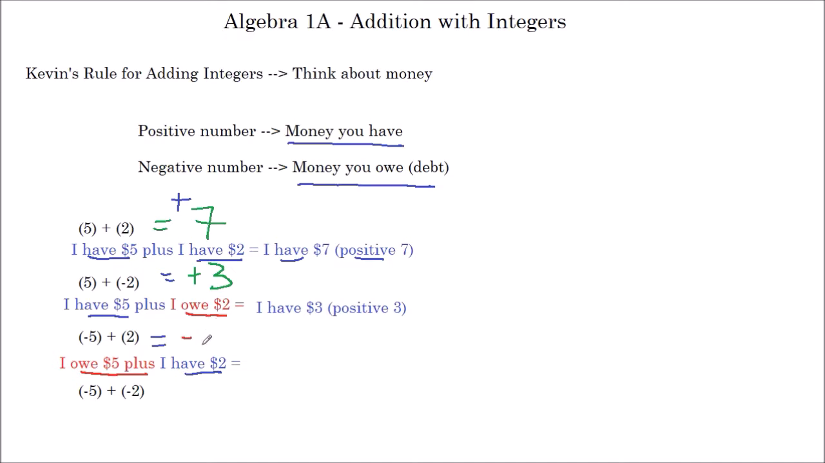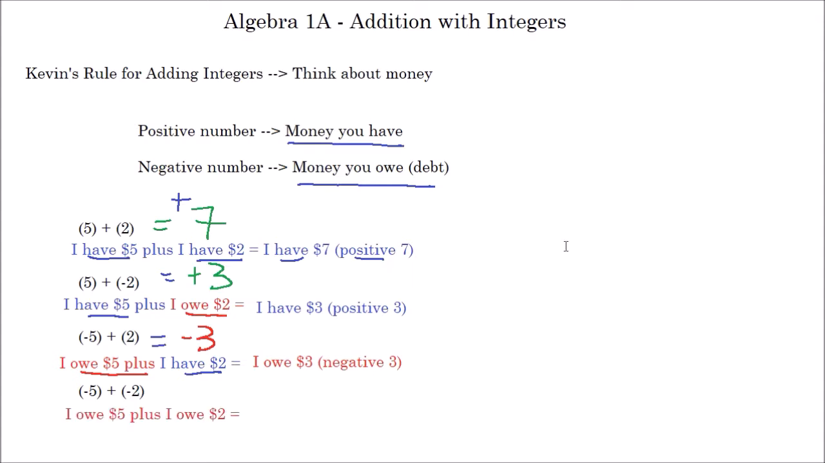So I would still owe my friend. I could pay $2, but I'm still going to owe $3. I can't pay all of my debt, but I can pay some of it. So this can also be thought of as subtraction. I owe so much money, and I can take away from what I owe. I can pay the $2 I have, which takes away from what I owe. So the $5 I owe minus the $2 I have gets us down to $3, but we still owe it, so it's negative 3. And then the last one, negative 5 plus negative 2.